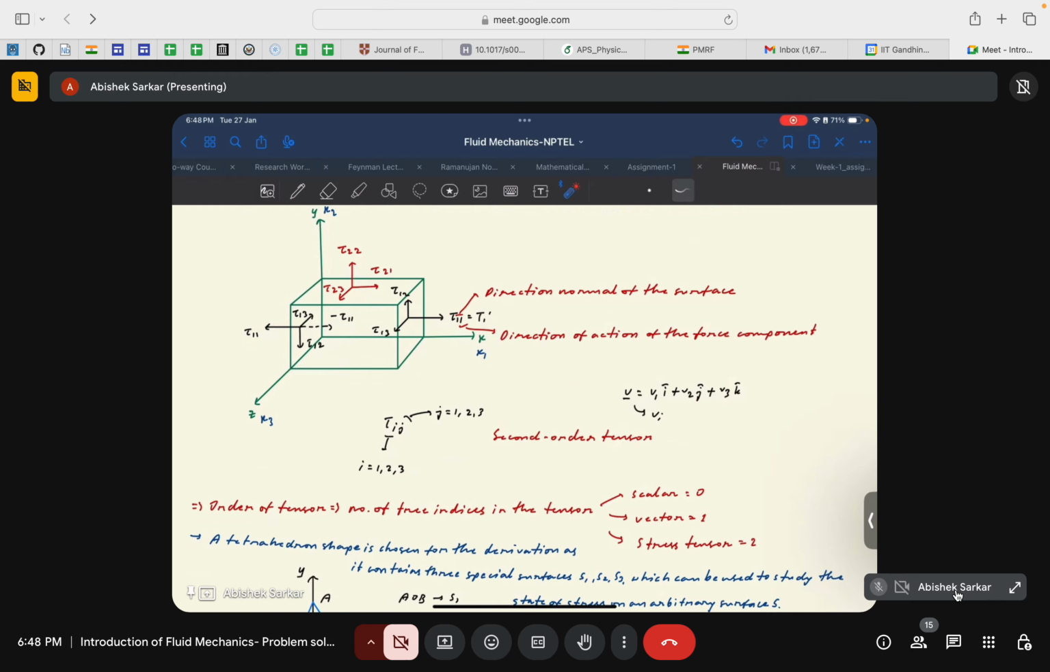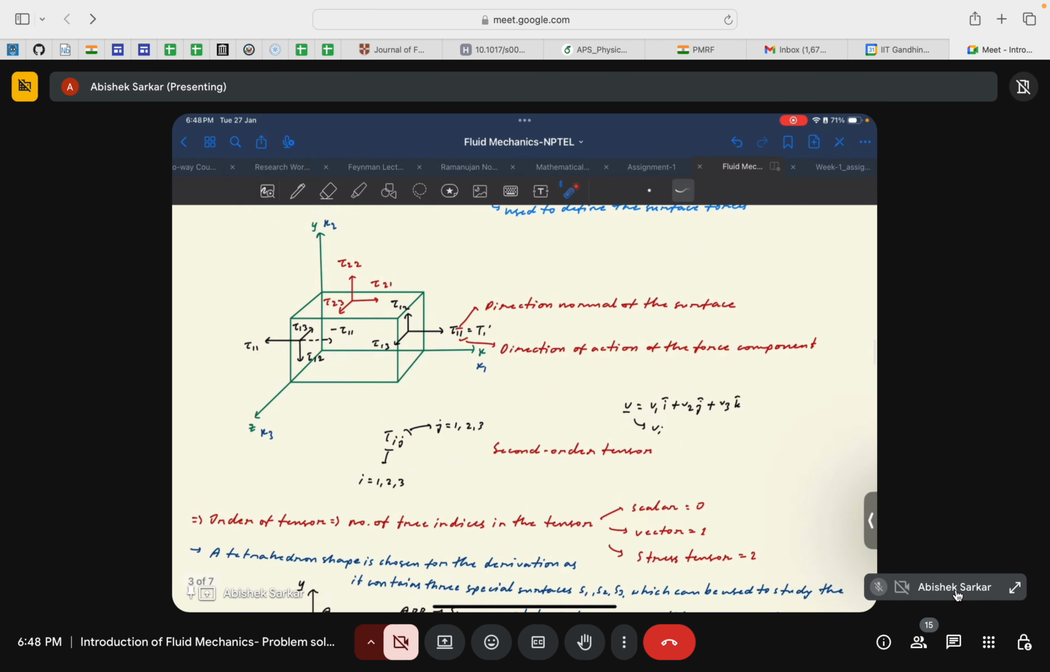Just tell me whether it is clear or not. Both in the lecture and in my case, the definition might have confused you a bit, but if it is alright, just let me know. If you want me to repeat, I will repeat it again.